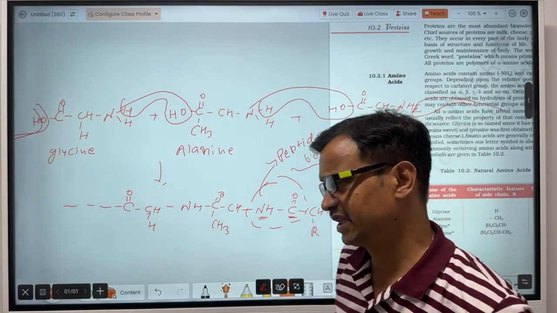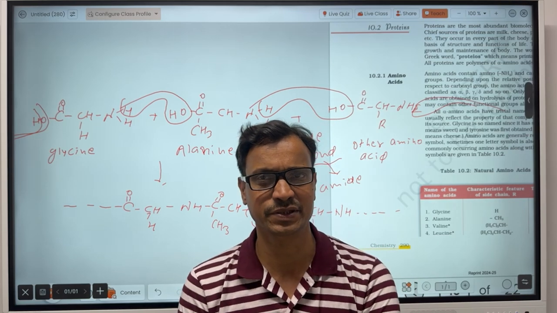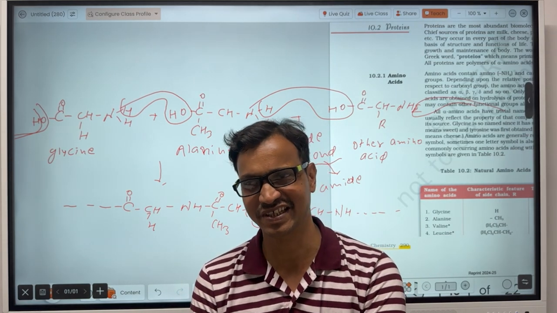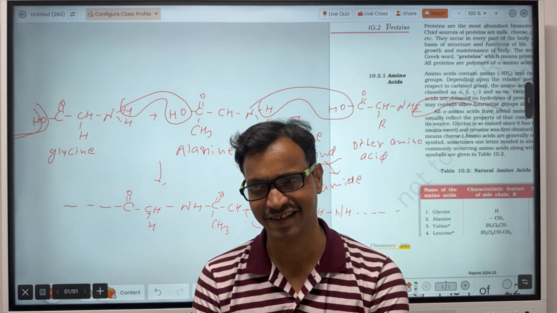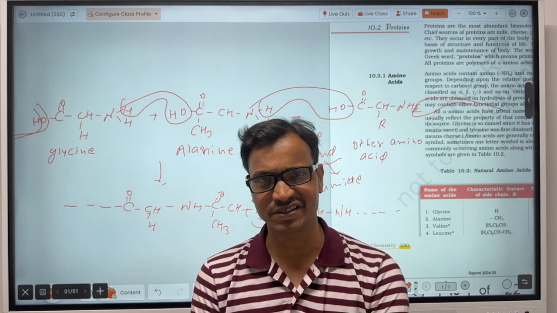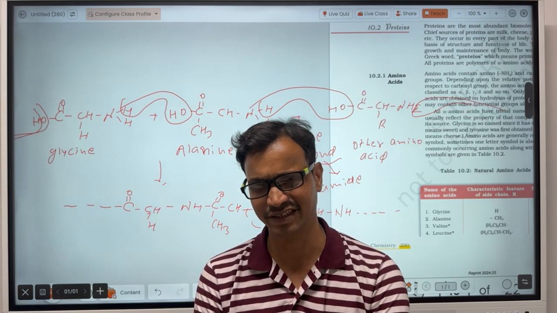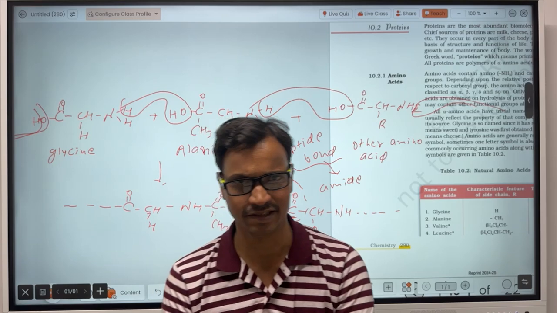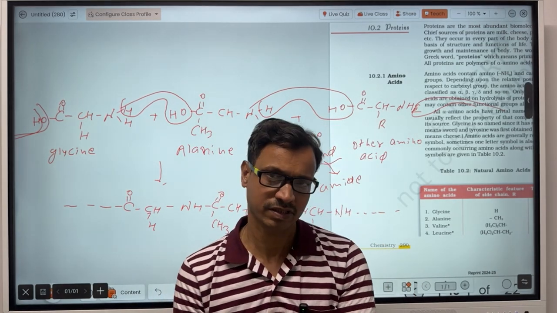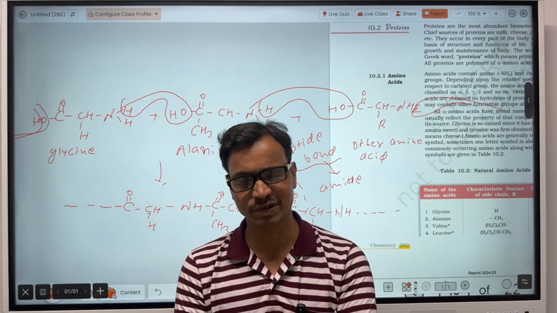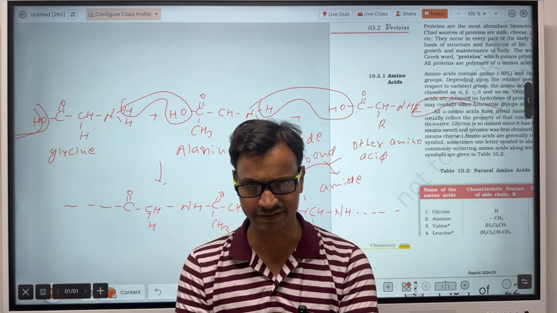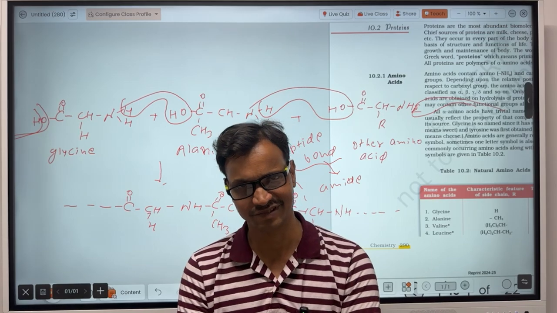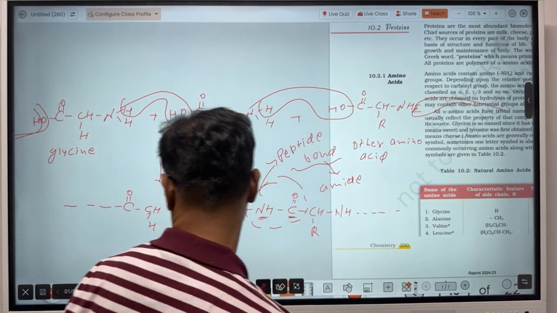There will be a dipeptide if only two amino acids combine together. In the same way, a tripeptide if three amino acids combine together. That is simply called a peptide. Usually after 10 amino acids combine, it is called a polypeptide. Okay, that will be called a polypeptide after 10.